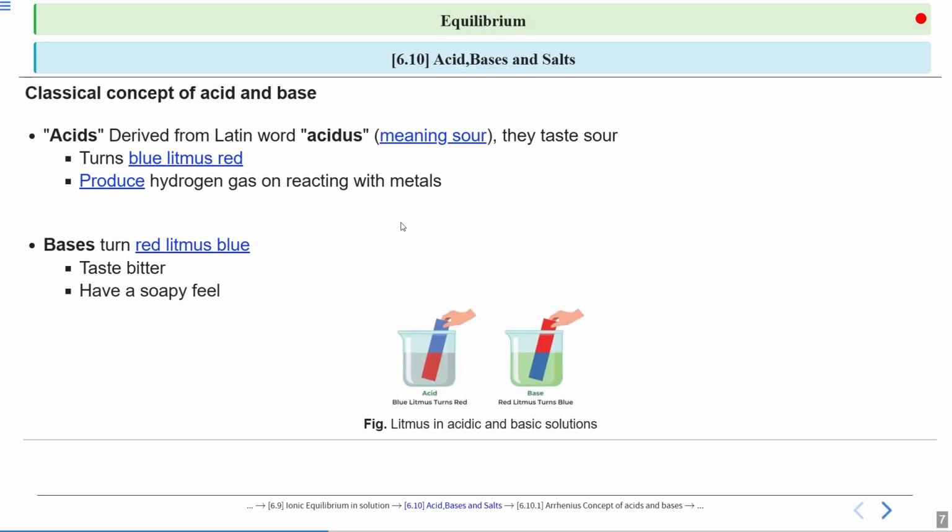Now this can be well described in this image. On the left hand side, we have taken an acid in a beaker. If we dip a blue litmus paper into this beaker, we see that the part which is dipped in the liquid is converted into red. Similarly, on the right hand side, if you take a red litmus and dip it into the solution of a base, then the dipped part of the litmus paper converts into blue, right?